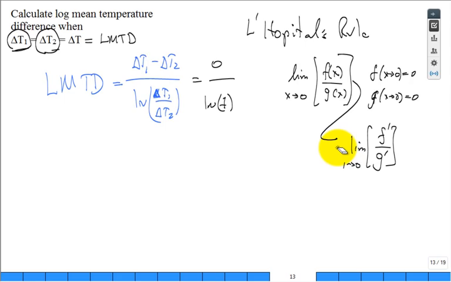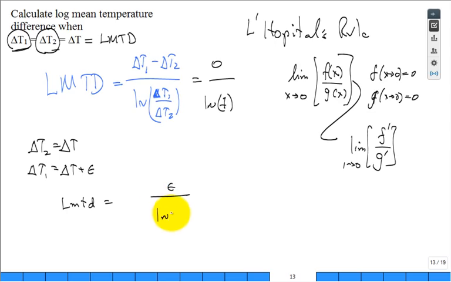So in this problem, what we do is we say that delta T2 is just our delta T, and then delta T1 is delta T plus a little bit. And we're going to let epsilon go to 0. So what happens is you've got the log mean temperature difference is equal to epsilon over the natural log of 1 plus epsilon over delta T.